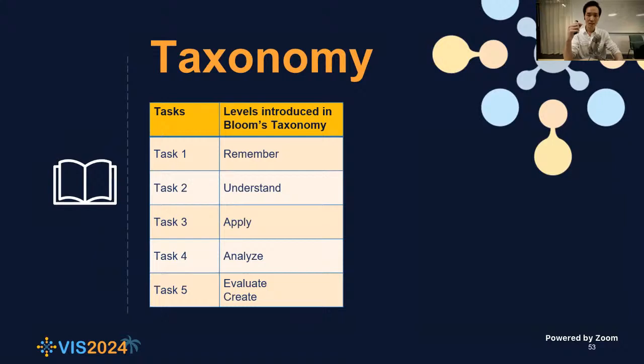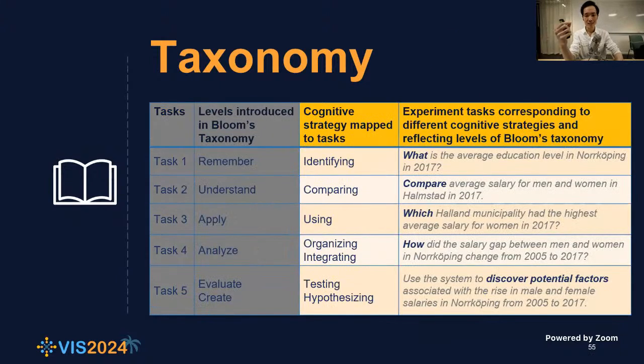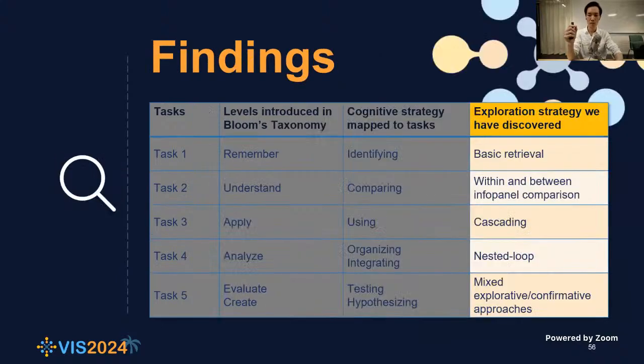Bloom's taxonomy is a standard framework that is used to categorize learning goals. And there are 6 levels introduced as displayed in the second column. We then have formulated the tasks in this experiment to reflect the different levels. Now you don't have to read through the whole thing. I put it up just for the sake of completeness. However, you can find the full table in the paper itself. And last but not least, in the last column, these are the exploration strategies that we have discovered using our VA system.